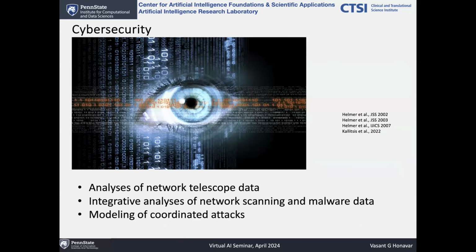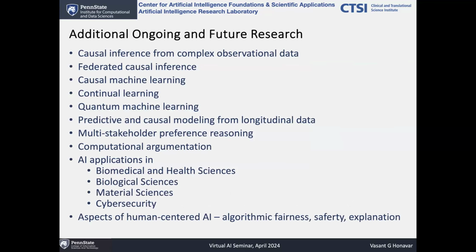Okay. And the last application area for us is cybersecurity. I'm not an expert in cybersecurity. I work with people who are experts in this area, but the primary problem here is a data fusion problem and a prediction problem, where we are looking at, for example, network telescope data that looks at traffic patterns across networks, along with network scanning and malware data when it is available, to understand or predict coordinated attacks that might be coming. And there are a number of other topics that are part of ongoing work.